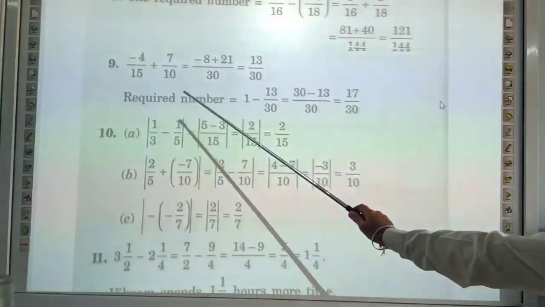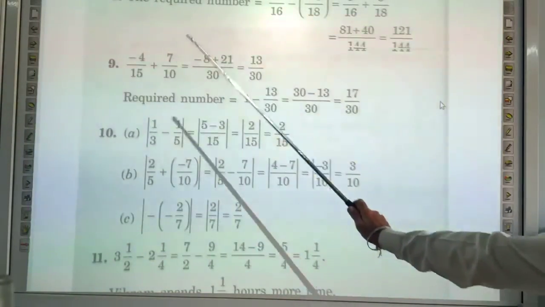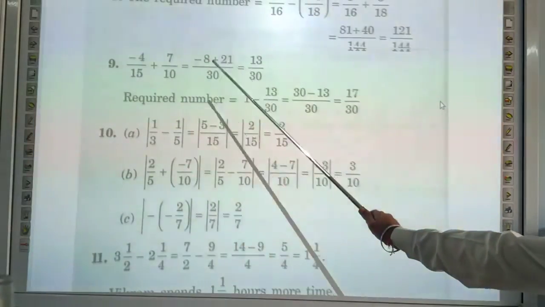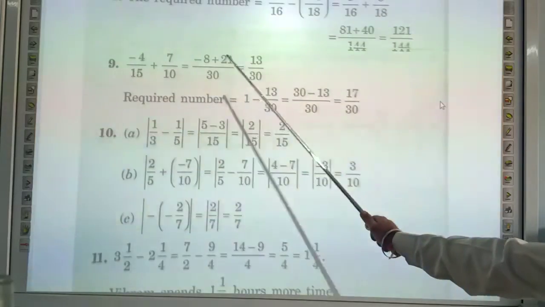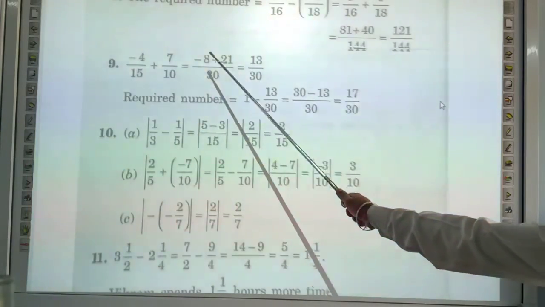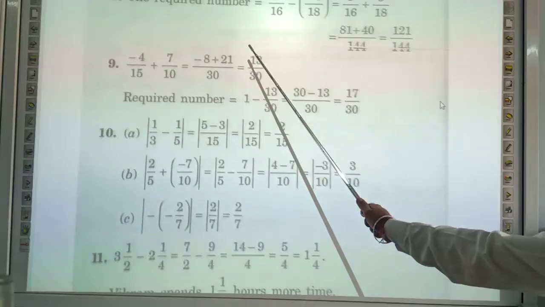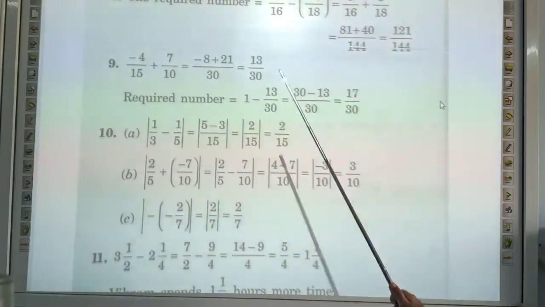LCM of 15 and 10 is 30. Then 15 2s are 30, minus 5 multiplied by 2, minus 10. 10 3s are 30, 7 multiplied by 3, 21. 21 minus 10 is 11. So finally the sum is 11 upon 30.